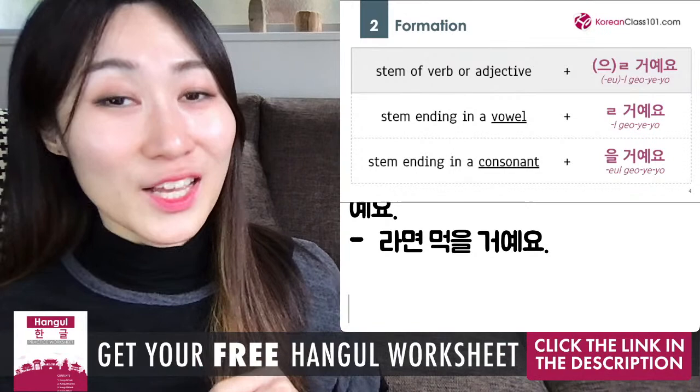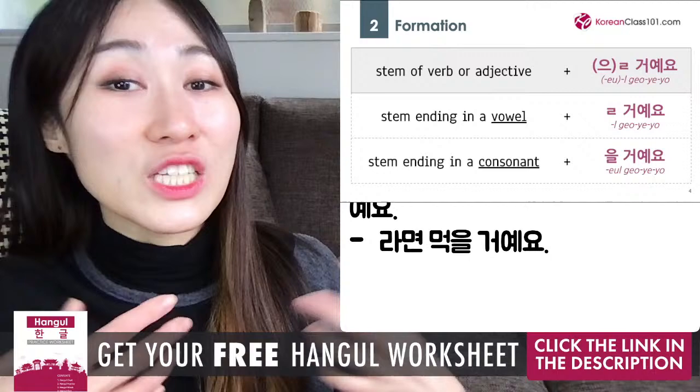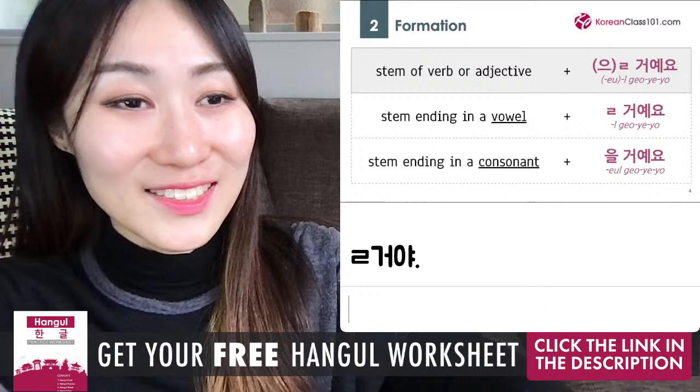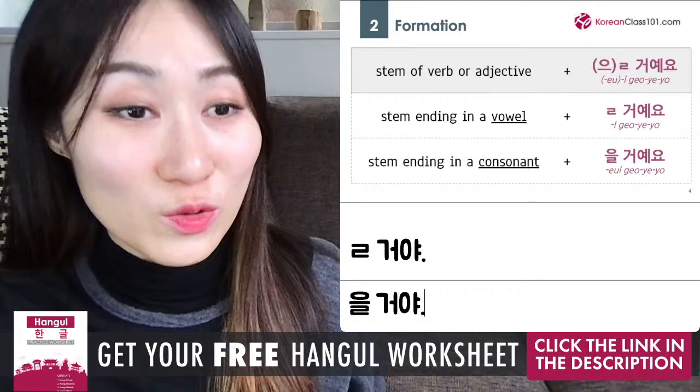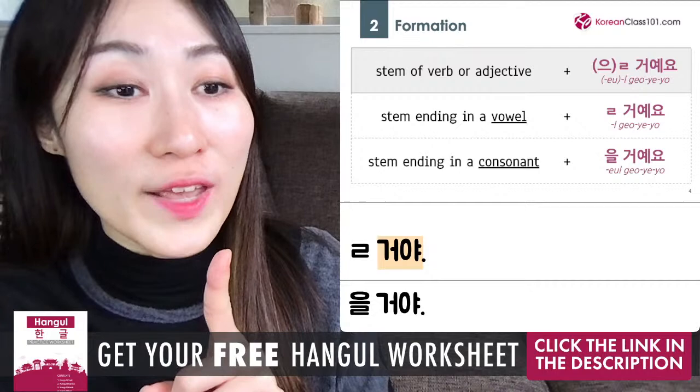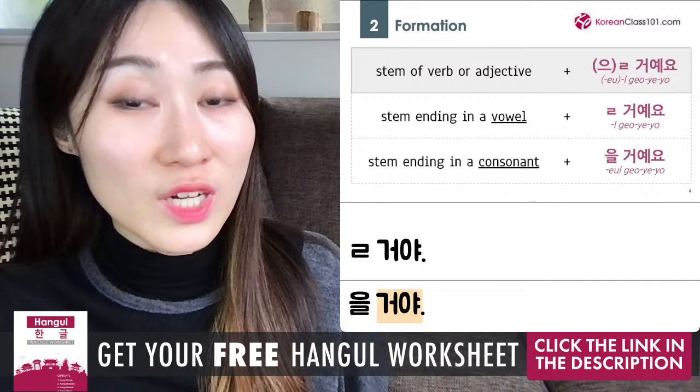But you may want to use this form in a casual way when you want to have a conversation with your friends, right? Then you can use the casual form. What is the casual form? 짠! This is a casual form. 거야. The conjugation is the same: 을, and replace 거예요 with 거야. 거야.